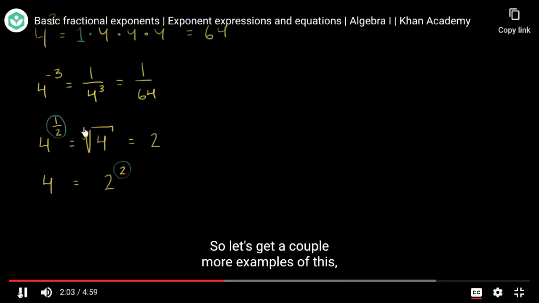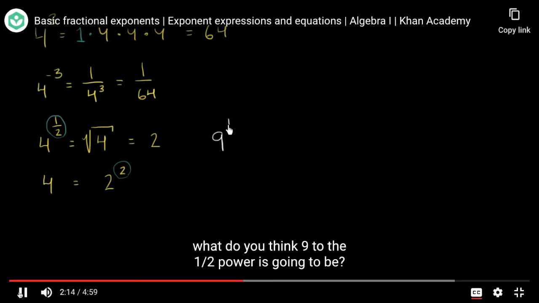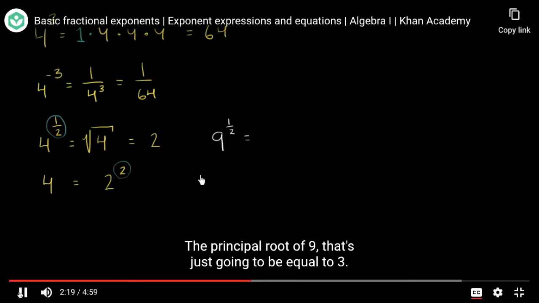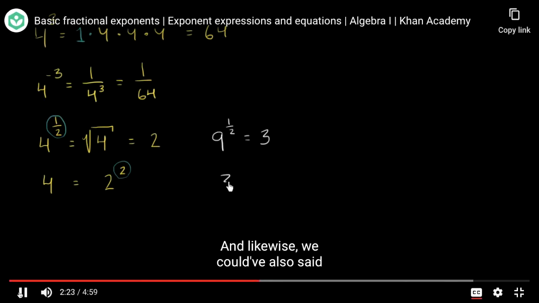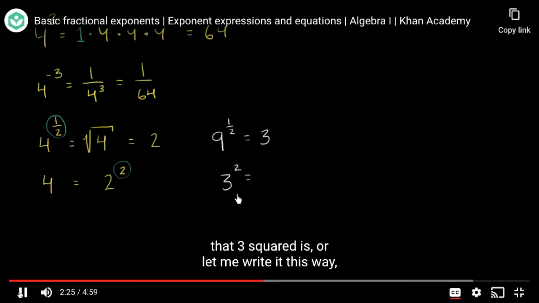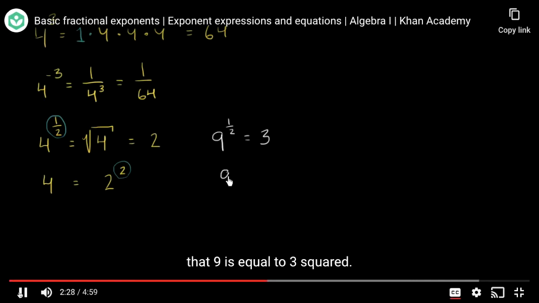So let's get a couple more examples of this, just so you make sure you get what's going on. And I encourage you to pause it as much as necessary and try to figure it out yourself. So based on what I just told you, what do you think 9 to the 1/2 power is going to be? Well, that's just the square root of 9, the principal root of 9. That's just going to be equal to 3. And likewise, we could have also said that 9 is equal to 3 squared. These are both true statements.